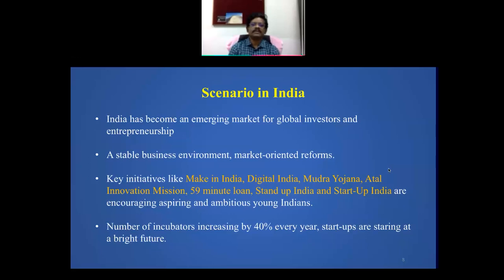This is the scenario in India: a stable business environment and market oriented reforms are in place. You can see many things happening in India in the present context. I say that we are so fortunate to have all these things. And here the key initiatives like the Make in India campaign are there, Digital India is there, Mudra Yojana is there, Atal Innovation Mission is there, and the 59 minutes loan. That means within 1 hour you are going to get a loan, right?